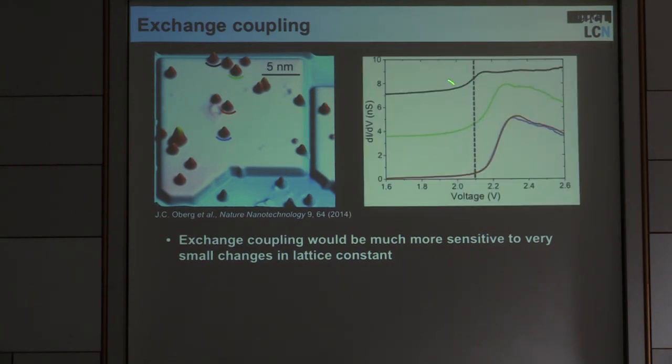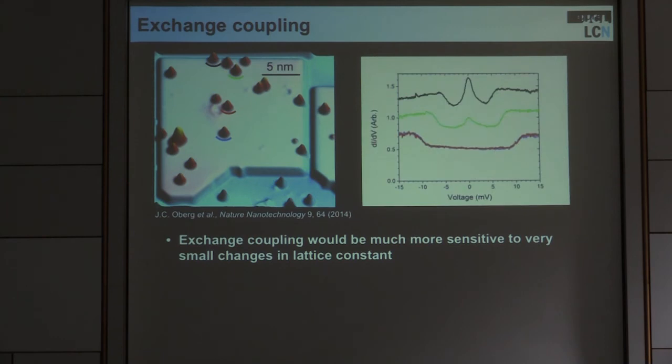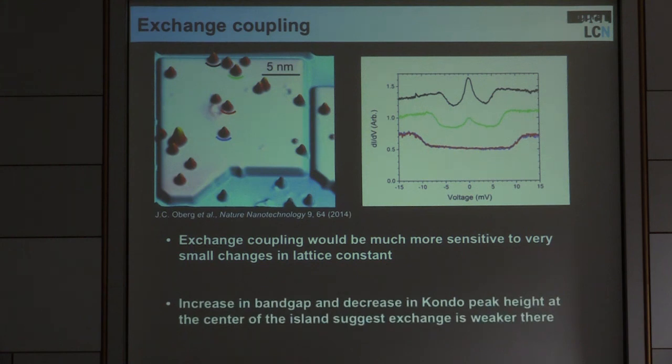Now, notice that the band gap actually gets bigger as we go from the edge to the center. If the gap gets bigger, you would naturally expect the exchange to go down. And indeed, that's exactly what we see. This Kondo peak should be some kind of measure of the strength of the exchange coupling. And indeed, it does go down as we go from the edge to the center. So there's good reason to believe that the exchange coupling at the edge is much, much stronger than the exchange coupling at the center. So both of these little experimental signatures support that.